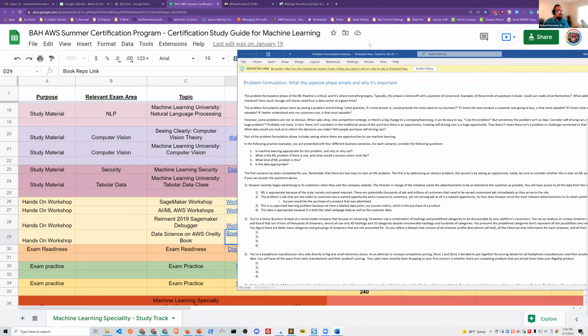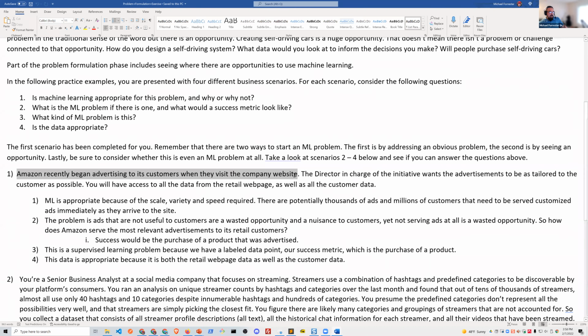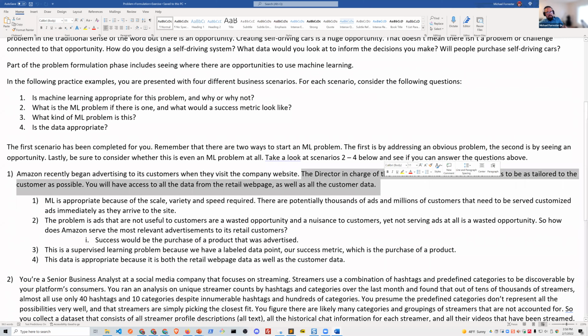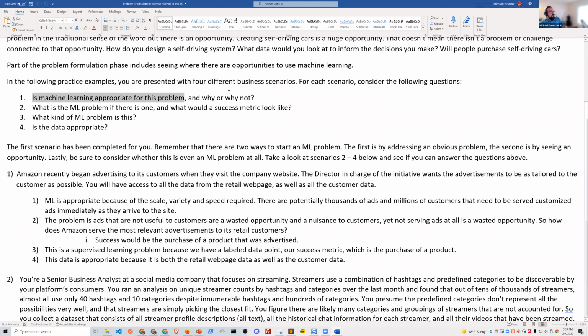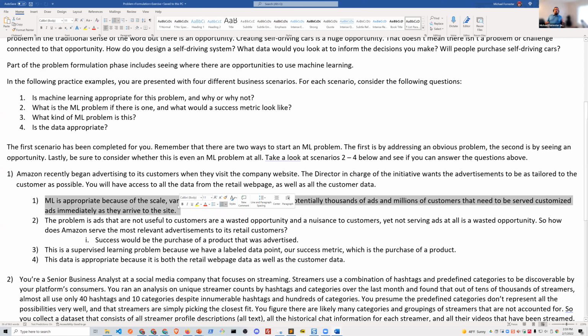So in this one, Amazon has recently begun advertising to its customers when they visit the company website. The director in charge wants the advertisements to be as tailored, basically personalized, as possible for the customer. You will have access to all of the data from the retail webpage as well as all of the customer data. That sounds fabulous. So the first question is, is machine learning appropriate for the problem? Well, considering that Amazon probably has hundreds of millions of customers on their website at any given time, and you're going to get access to all of the customer data, that sounds like a scale that ML would definitely want to tackle. So that sounds pretty good.